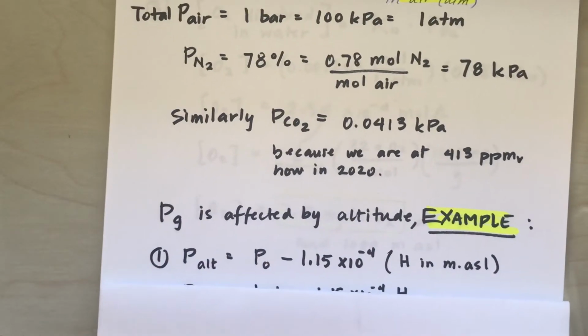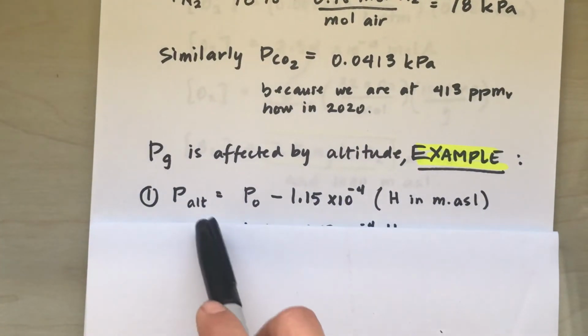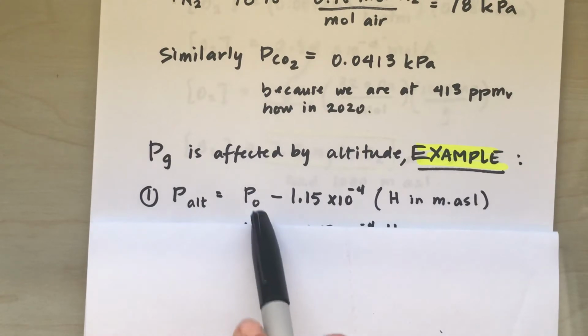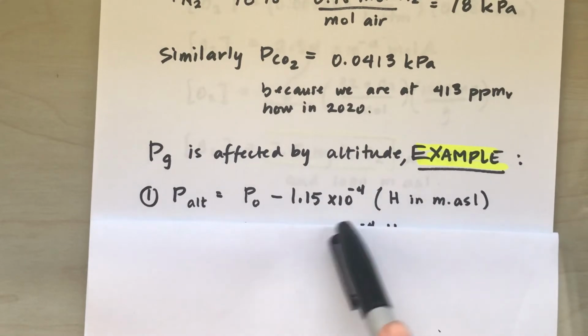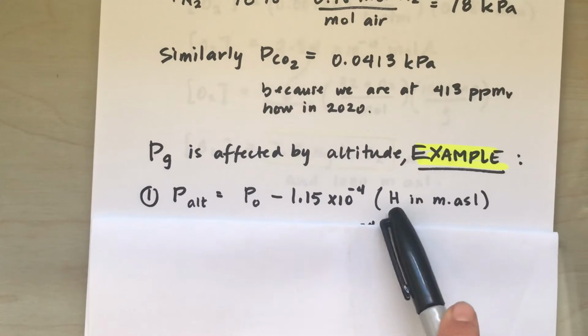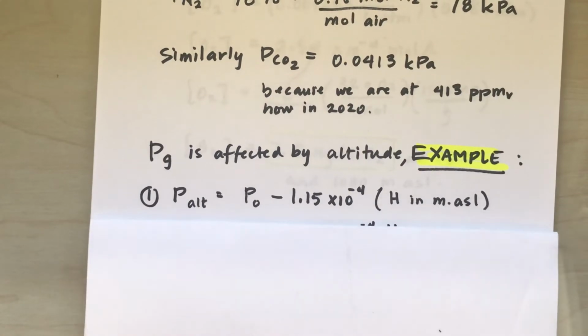The relationship of pressure with altitude is: the pressure at a certain height, P altitude, equals the initial pressure at sea level minus this constant, which will change for different temperatures, but this is at 25 degrees Celsius, times the height h, the altitude you're at in meters above sea level.